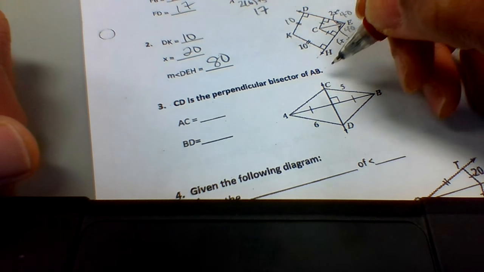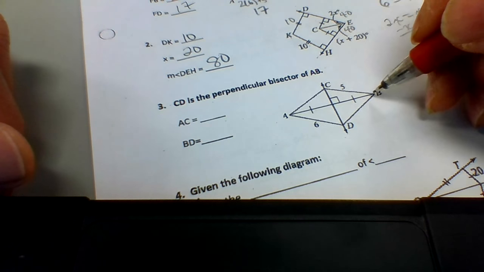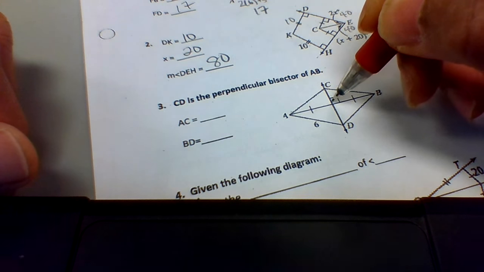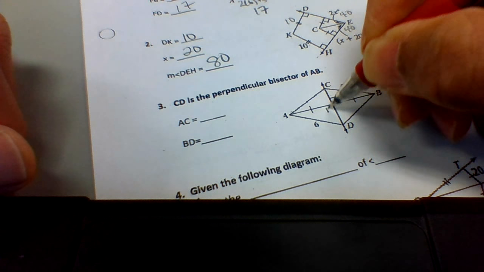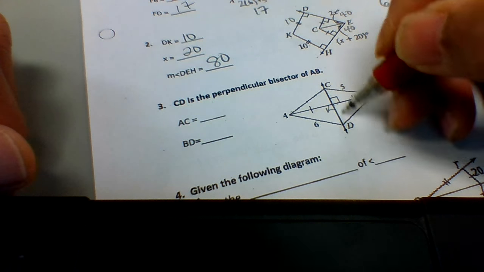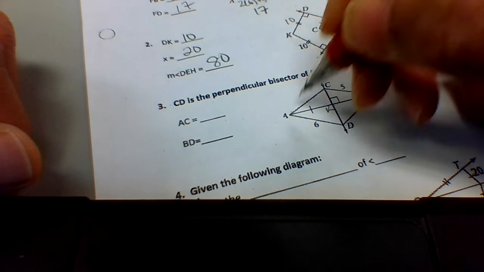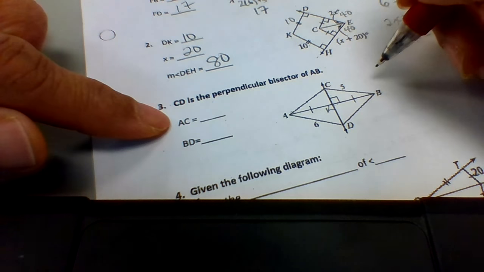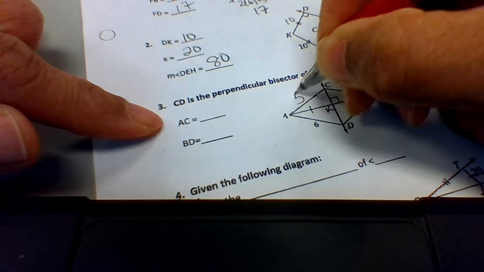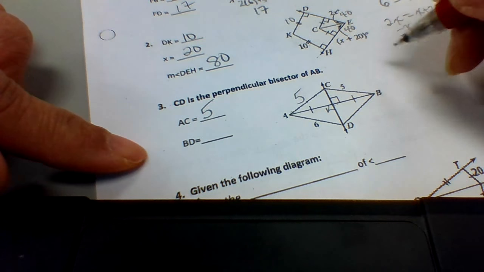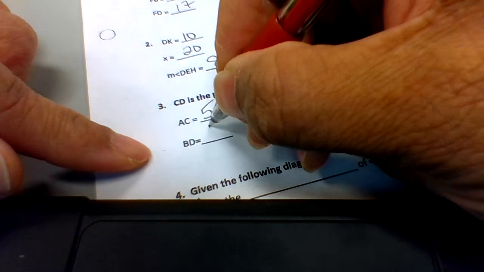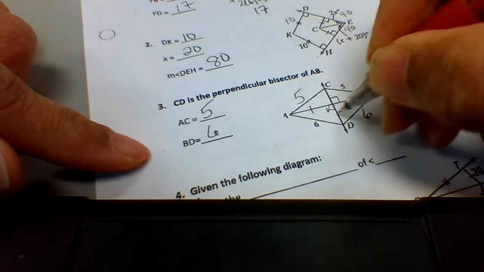CD is the perpendicular bisector of AB. So if it's the perpendicular bisector, that means that A, we'll call it K, AK is going to equal BK, but that does not mean that CK is equal to DK. Please try to understand that. So in this problem, because BC is 5, then AC is going to be 5. And AD is 6. So BD is going to be 6 because those are the same distance.